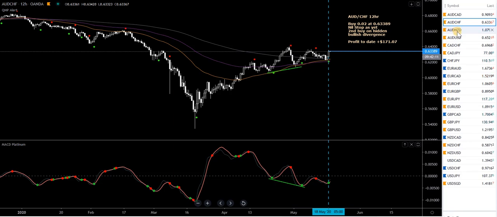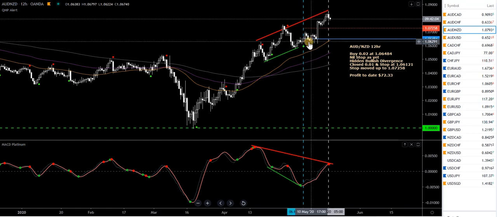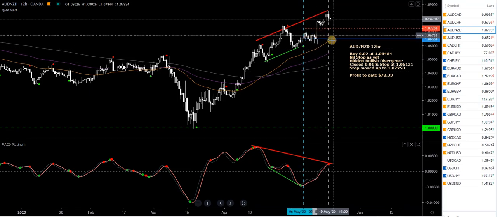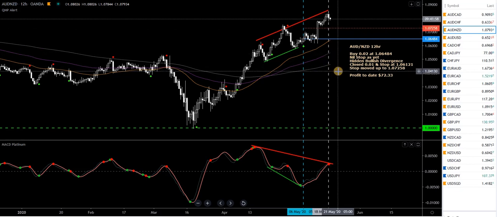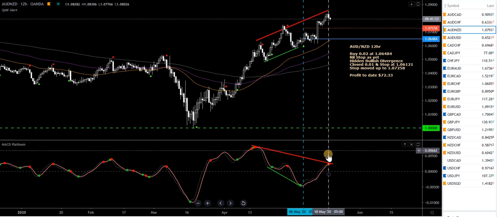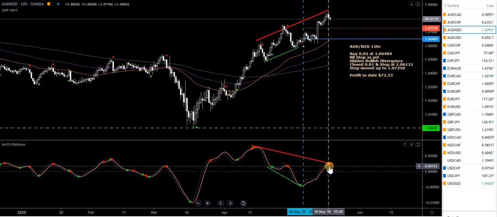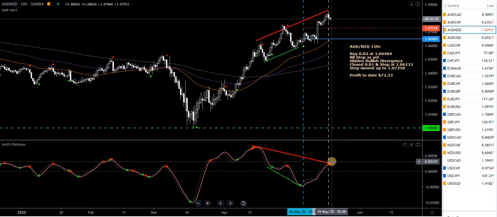New buy signal, Aus-Swiss, Aus-New Zealand. Let's read my notes here. Right, I'm in a buy here. All I've done this morning is move my stop up to a new level. You can read my notes. Stop moved up to whatever it is. And the reason it's moved up is there's a new red dot on the MACD Platinum above the 0 level, and therefore I'm starting to look for sells.